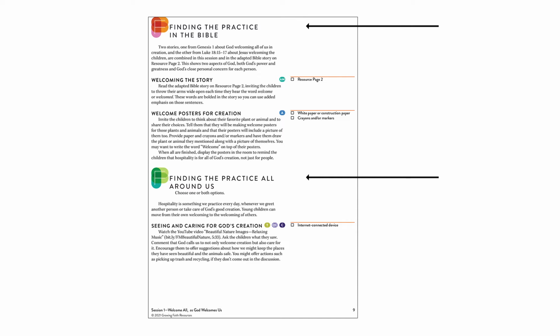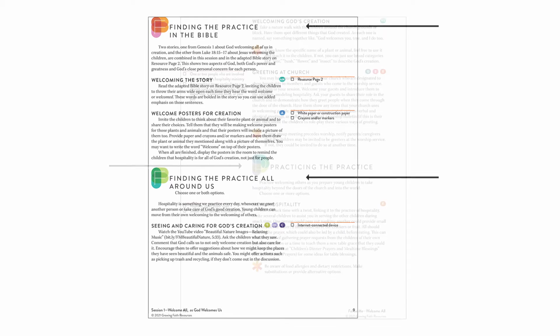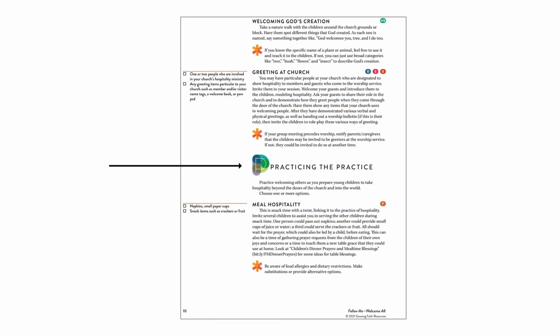Next up, you'll have finding the practice all around us. And this is where we look at where we see the practice today. Do we see it in our families, in our churches, in our neighborhoods, in our world? Where do we see it showing up? Can we notice that? Then we get to practice the practice, which is where we actually try out this practice, almost like we're putting on new clothes.